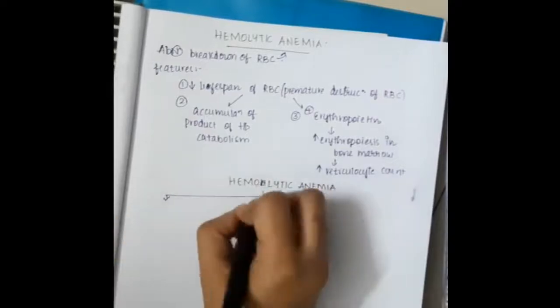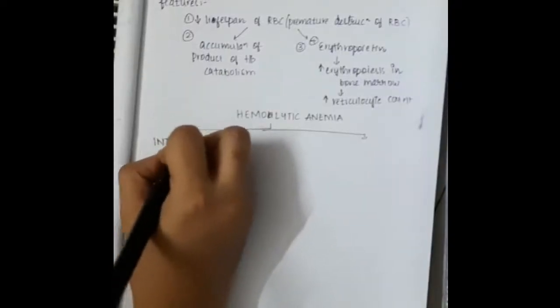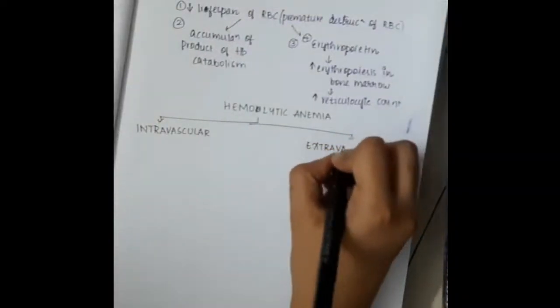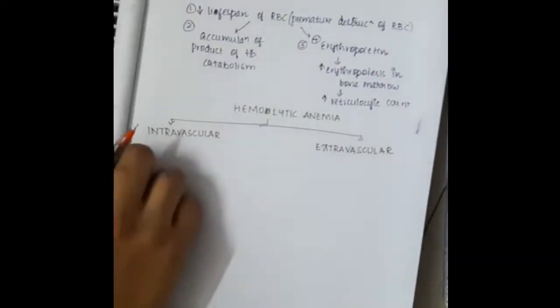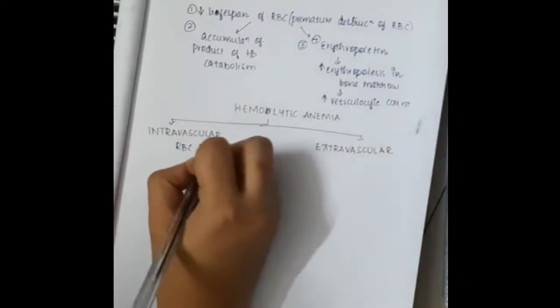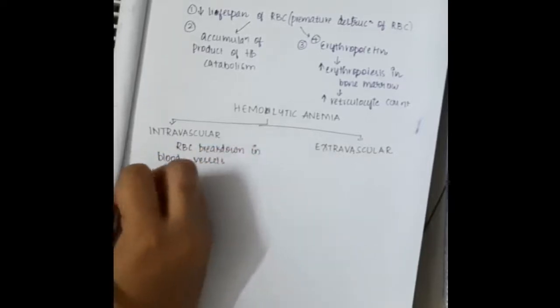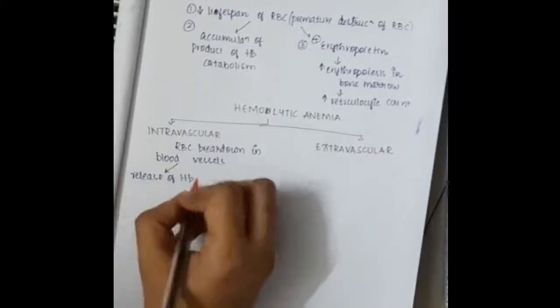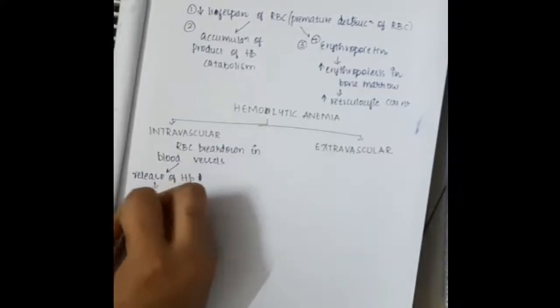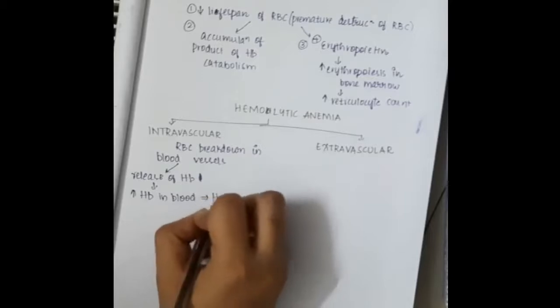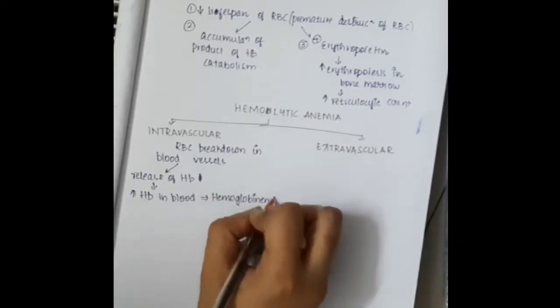Now let us learn about the classification of hemolytic anemia. Hemolytic anemias can be classified into intravascular hemolysis and extravascular hemolysis. In intravascular hemolysis, RBC breakdown occurs inside the blood vessels. In such cases, there is release of hemoglobin into the blood, so increased hemoglobin in the blood is seen, which is called hemoglobinemia.